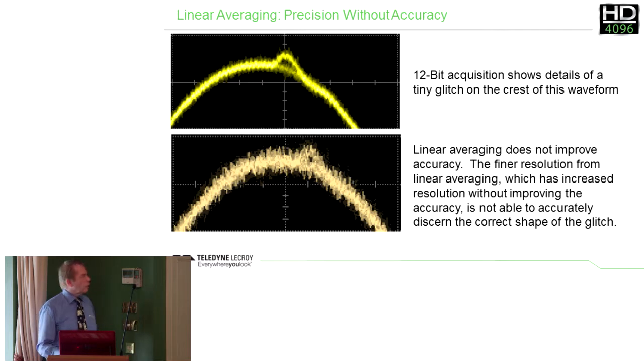So here's a quick look at a linear average. At the bottom you've got a linear average, at the top part you've got a 12-bit. So it definitely gives you higher performance than you get with a raw A to D, but it's still not as good as the 12-bit.